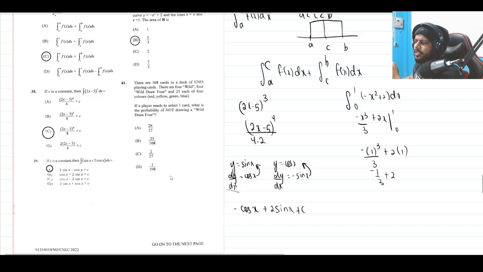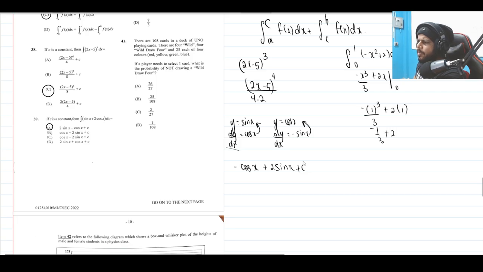There are 108 cards in a deck of Uno. There are 4 wild cards. There are 4 wild, 4 wild draw 4, and 25 each of 4 colors, red, blue. If a player selects 1 card, what is the probability of not drawing a wild 4 card?